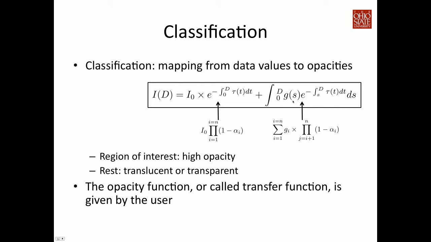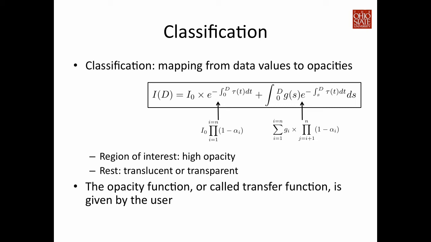Next, let's turn our attention to classification. So that is, we need to evaluate this multiplication sequence of 1 minus alpha I. In order to do that, we need to know the alpha value. So how do you determine alpha value? Alpha value is the opacity value assigned to each sample point. The general rule of thumb of assigning this opacity is to give a higher opacity to region of interest, and the rest you give a translucent or transparent property.